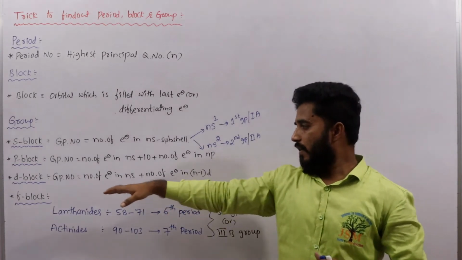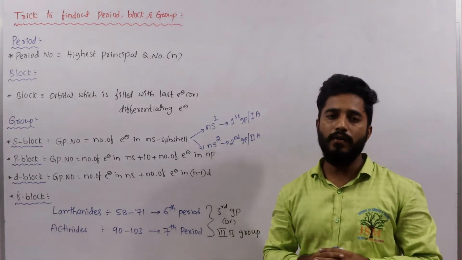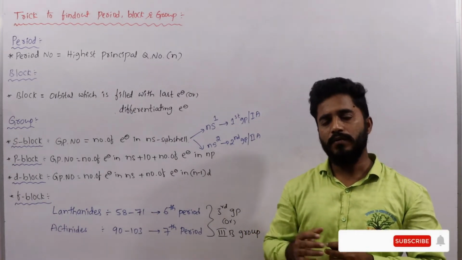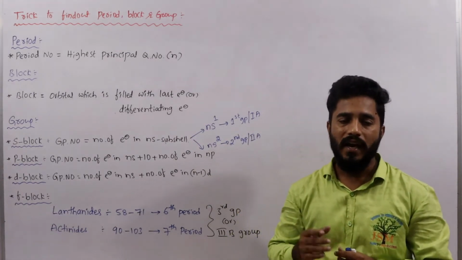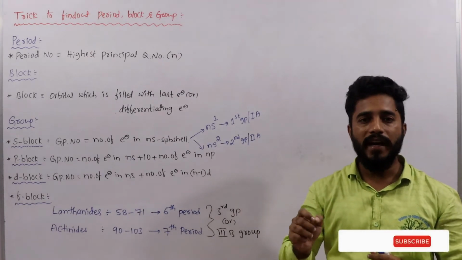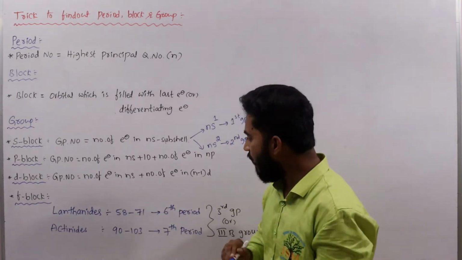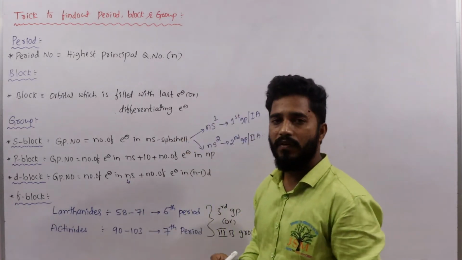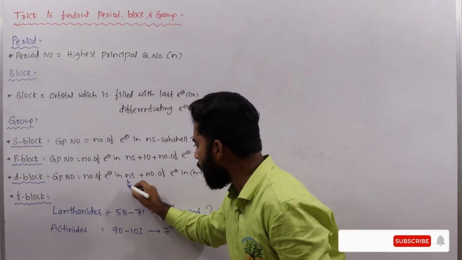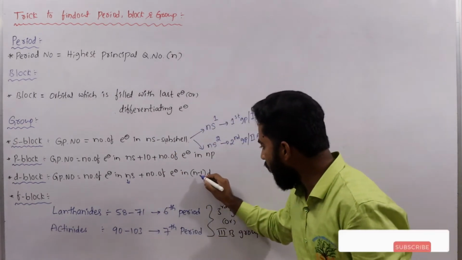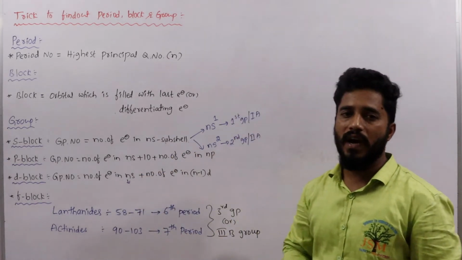Now for d block elements, how to find out the group number? Group number is equal to the number of electrons in the ns subshell plus the number of electrons in the (n minus 1)d subshell. Here n indicates the outer orbital, that is, the highest principal quantum number. Here n minus 1 indicates the inner orbital, which is just before the outer orbital.